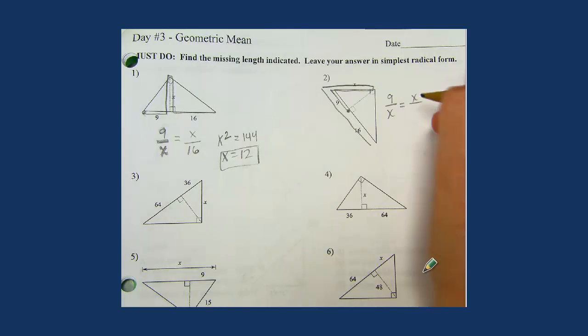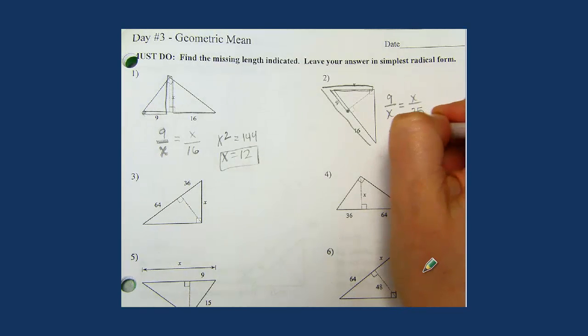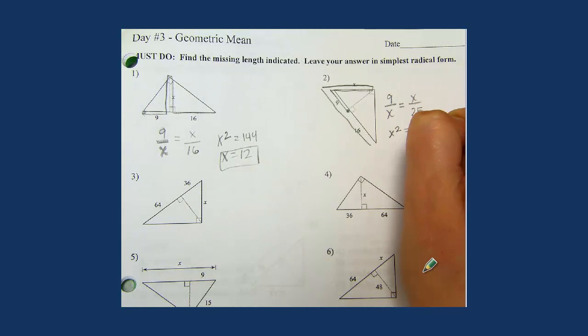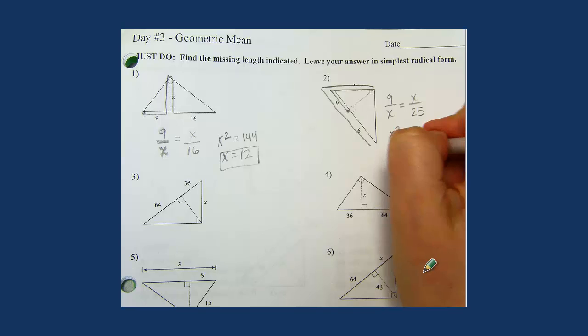Well, if you add 9 and 16 together, you get 25. So the length of that side was 25. Then we cross multiply, and we end up with x squared equals 225. And then if we take the square root of both sides, we end up with x is equal to 15.